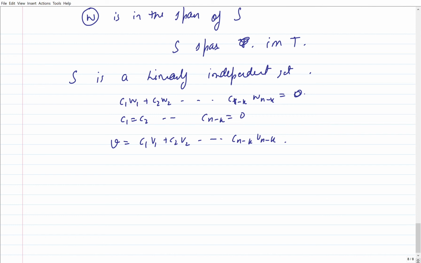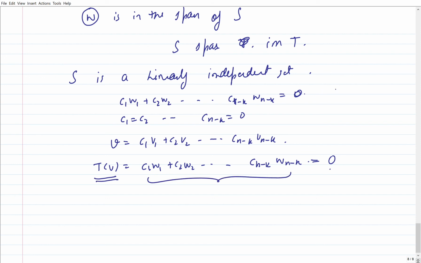And what do I do with it? When I hit it with the transformation, I have TV equals C1 W1 plus C2 W2 up to Cn minus k Wn minus k, and this equals 0. So what do we have? TV is equal to 0. We started with this condition. So that means V is an element of the kernel of T. Remember, that was the definition of the kernel.